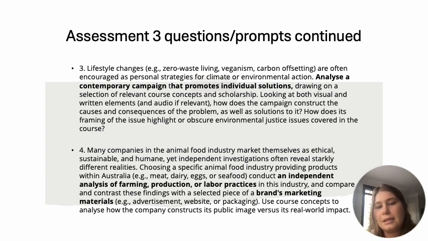The fourth option is many companies in the animal food industry market themselves as ethical, sustainable, and humane, yet independent investigations often reflect different realities. Choosing a specific animal food industry providing product within Australia, this can be meat, dairy, eggs, or seafood. Conduct an independent analysis of farming, production, or labour practices in this industry, and compare and contrast these findings with the selected piece of a brand's marketing material. So perhaps their advertising, their website, or their packaging.